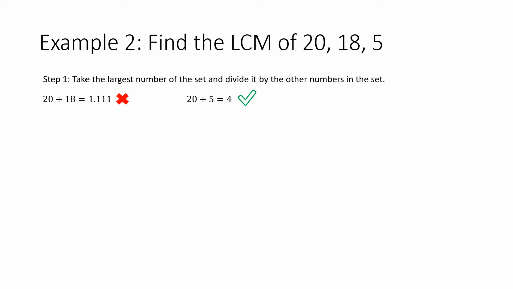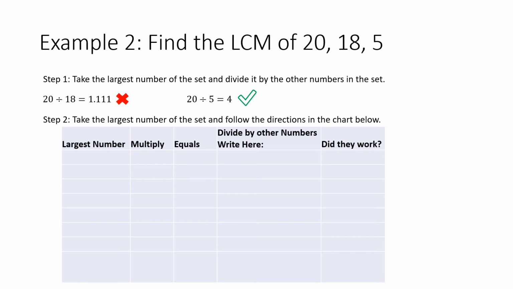So since it doesn't work, I'm going to go on to step number 2, and I'm going to take the largest number of the set, and I'm going to follow the directions in the chart below like I did in example 1. So my largest number is 20. I'm going to multiply it by 2. That equals 40. I'm then going to take 40 and divide it by 18. That gives me a decimal. So since it doesn't work, I don't have to divide it by 5 as well. There's no point because that means 40 is not going to be the LCM. It has to work for both 18 and 5.